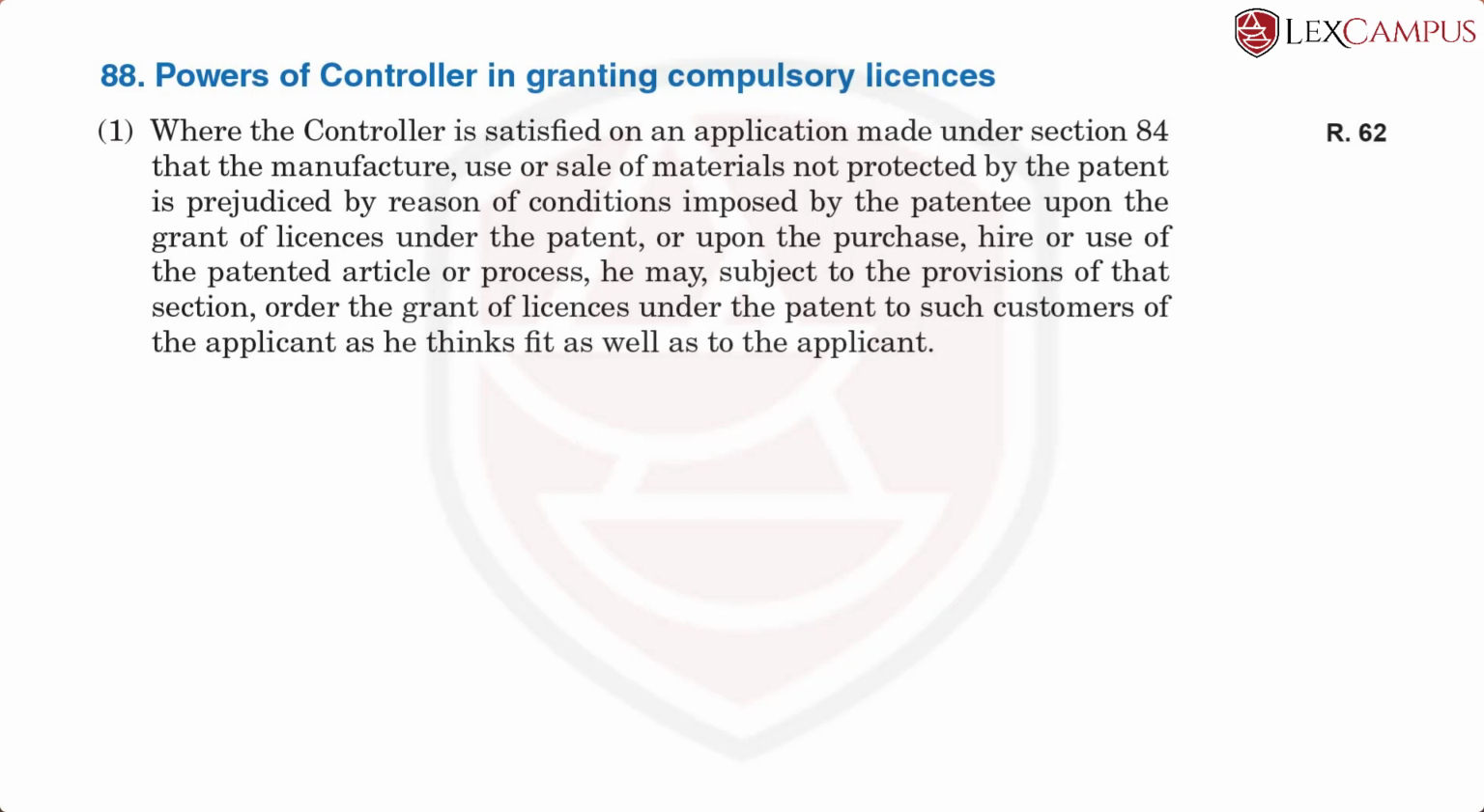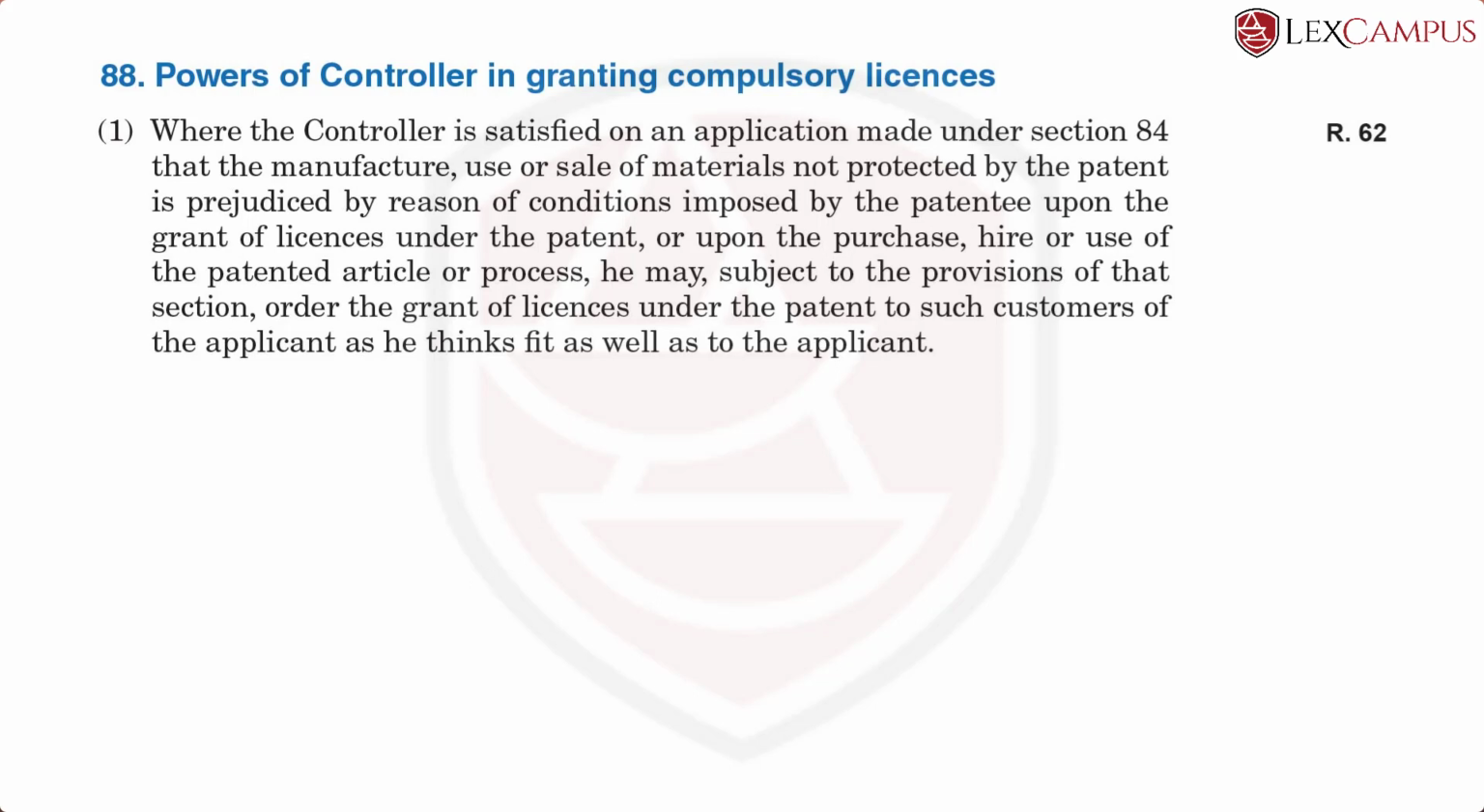Now, if the applicants are also using paper, but say they are using that paper for a different purpose, because the sale of the material not protected by the patent was connected by the patentee in a license, the controller can now grant a license to the customers of the applicant.